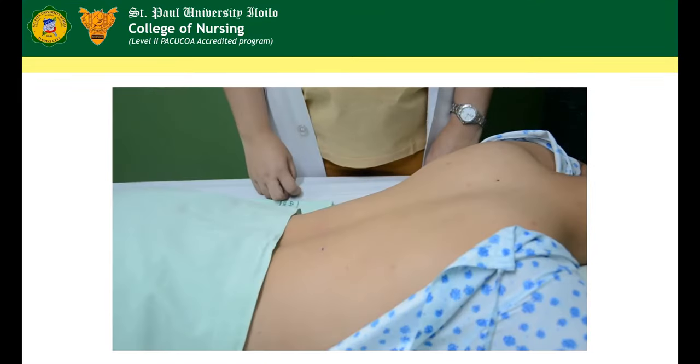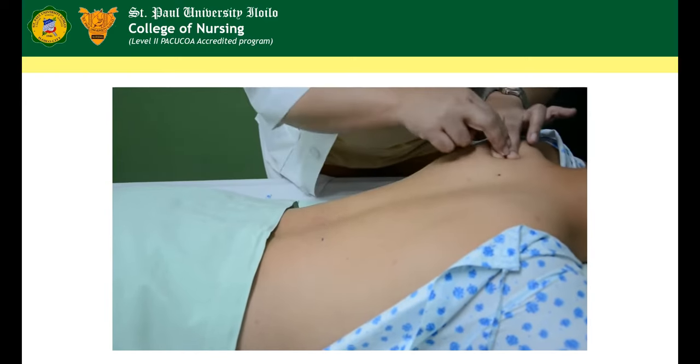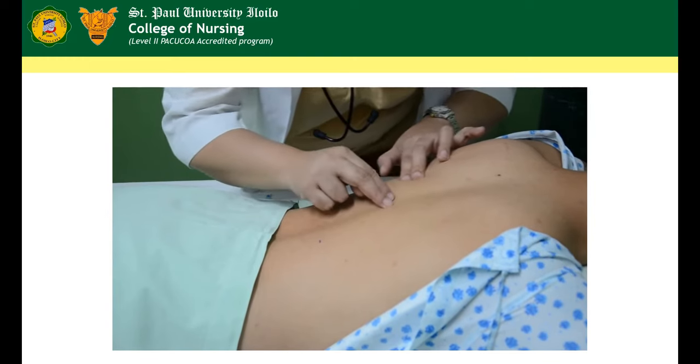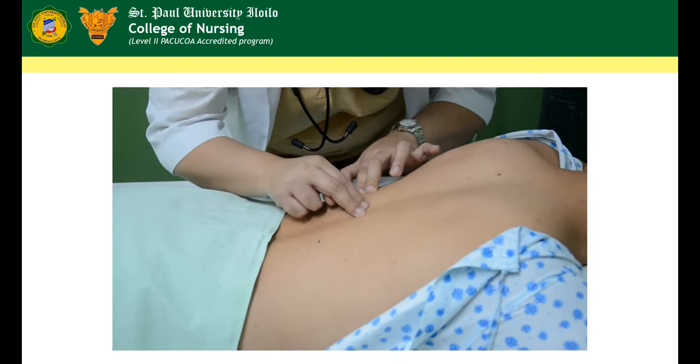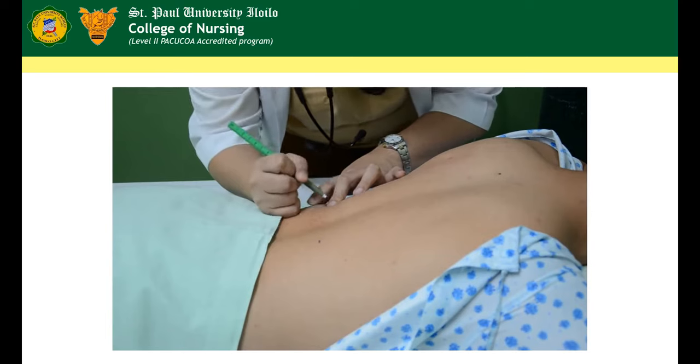In percussing the diaphragmatic excursion, position the client in a prone position and get a skin marker and a metric ruler. Ask the client to take a deep breath and hold it while you percuss downward along the scapular line until dullness is produced at the level of the diaphragm. Sir, can you take a deep breath and then hold? Mark this point with a marking pen.